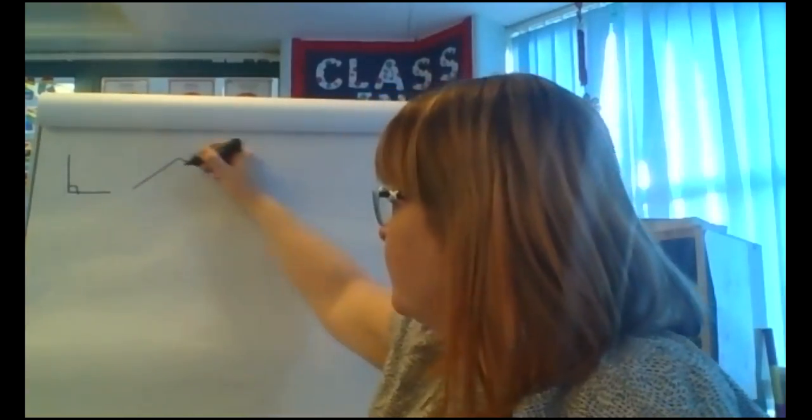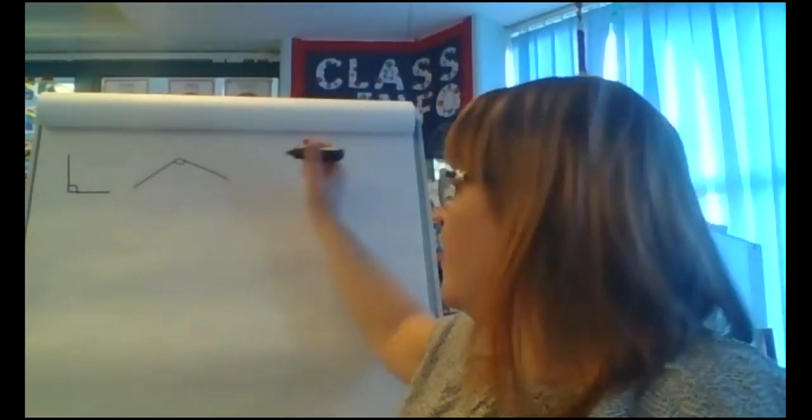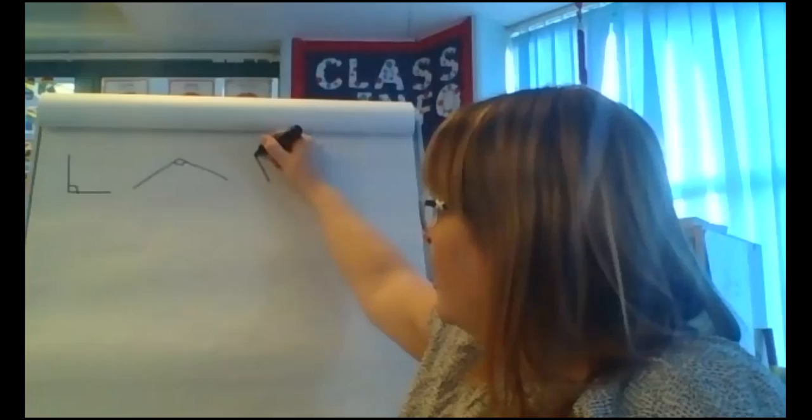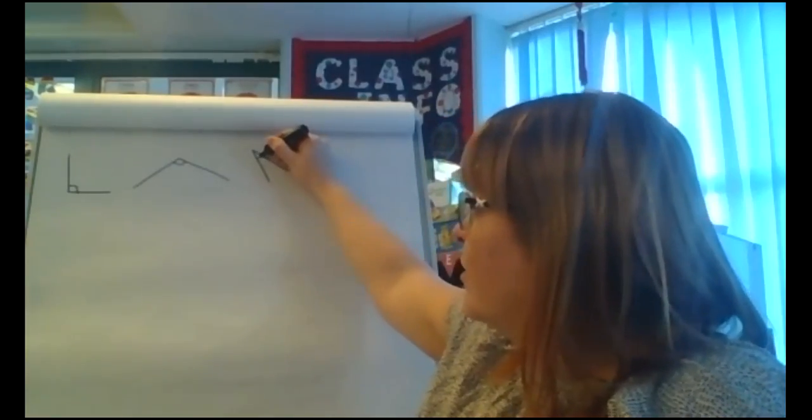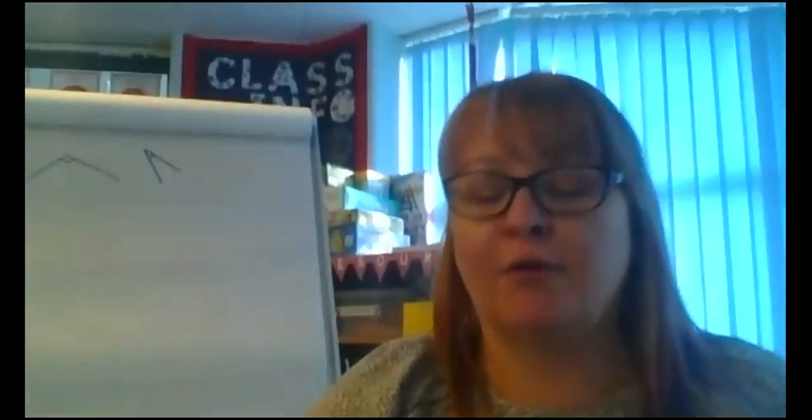Obtuse angle. Well done, remembering that that is bigger. And then the acute angle, well done. So we've got the little acute angle that's smaller than the right angle.